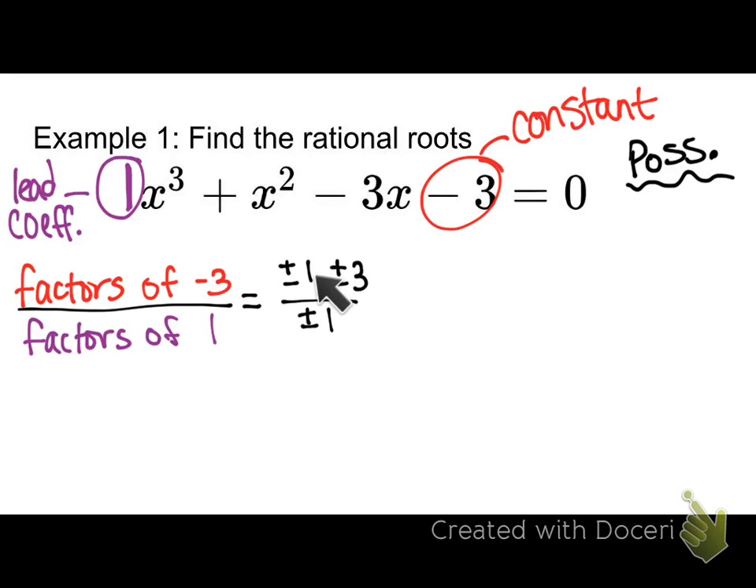So I could have 1 over 1, or I could have negative 1 over 1. Should I also write negative 1 over negative 1? Yes. If I already have 1 over 1, do I need it? No, because negative over negative is a positive. So what this amounts to is we could have plus or minus 1, right?